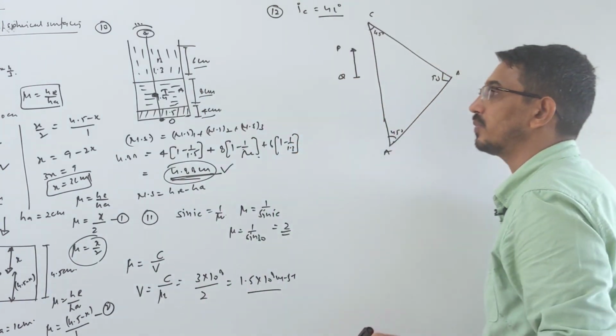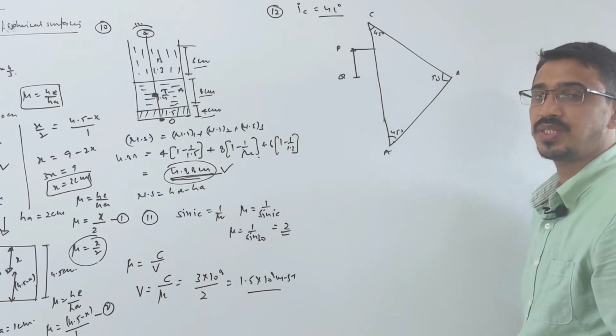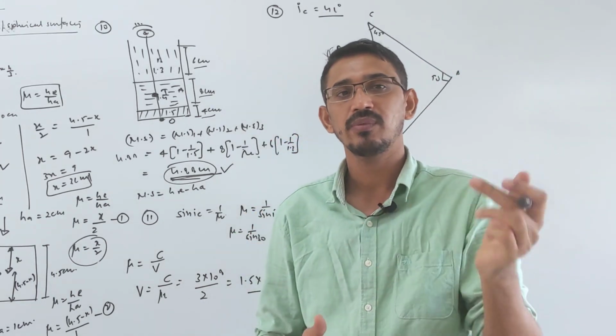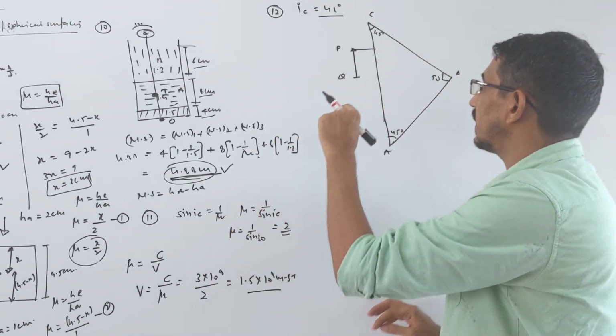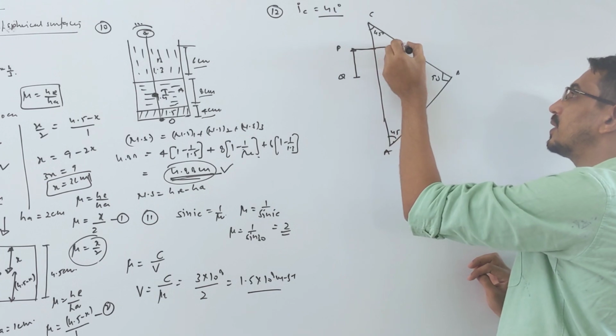So look here. Suppose one ray starts from P, incident on this surface. How is it incident? Perpendicular to the surface or parallel to the normal, so the angle of incidence is 0. Remember that when light is incident like this, no deviation happens, light will go straight and hit this surface like this.